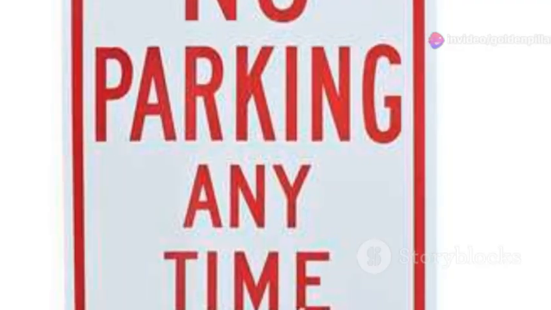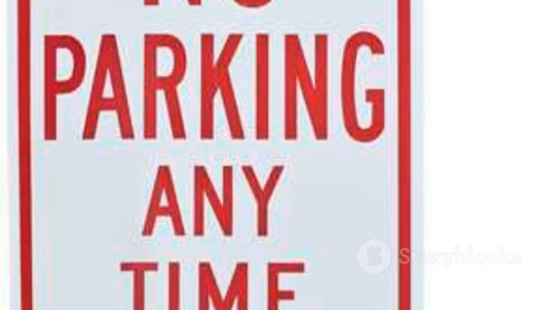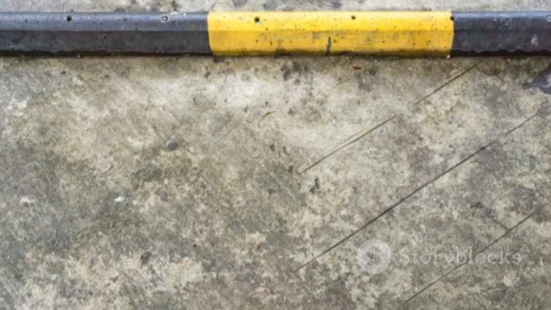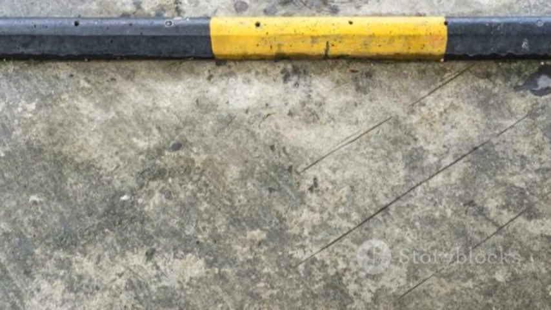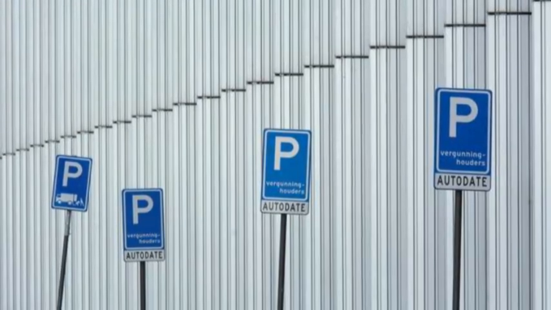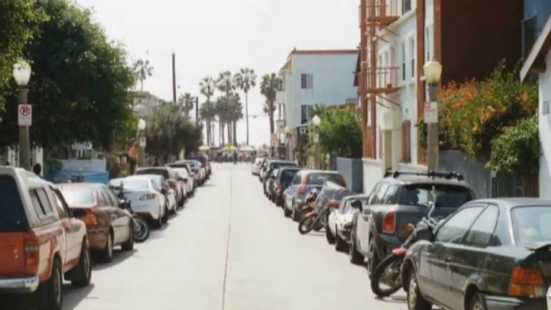A red painted curb means no parking, stopping, or standing. These curbs are typically found in areas where stopping would obstruct traffic flow or create a safety hazard. Ignoring a red painted curb can result in your vehicle being ticketed or towed. Always be aware of curb colors and their meanings, and park only in designated areas to maintain safety and order on the roads.